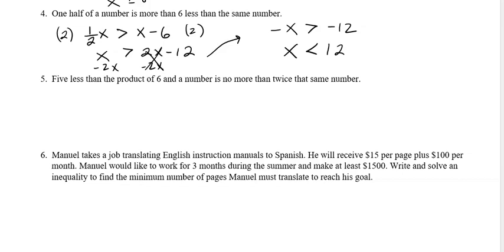Okay, number 5. 5 less than the product of 6 and a number. All right, so that's what this looks like. Subtracting 5 from 6 times a number is no more than. Okay, so that's another way of saying less than or equal to. Twice that same number. All right, and so now we put our variables on one side. If you wanted to avoid dividing by a negative, you could go ahead and subtract 2x.